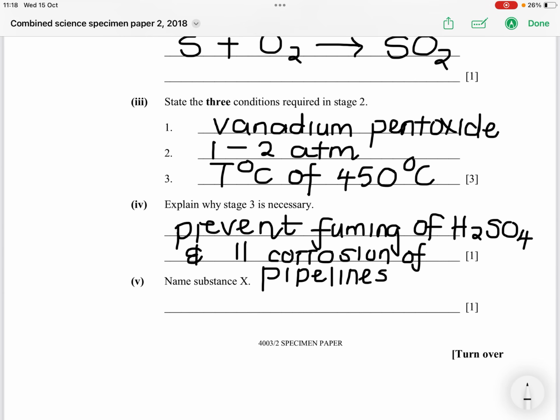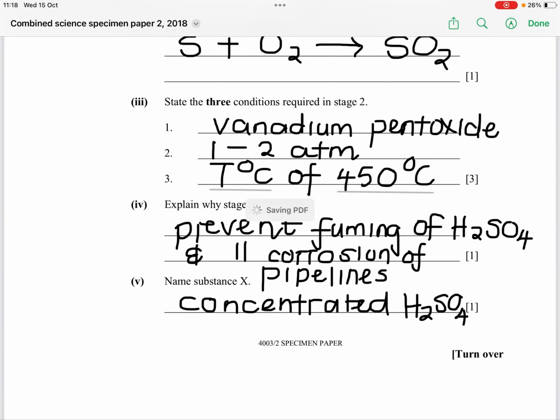And then next, name the substance X. We need to react sulfur trioxide and concentrated sulfuric acid. So don't forget to write concentrated sulfuric acid, so that we are going to have the oleum.